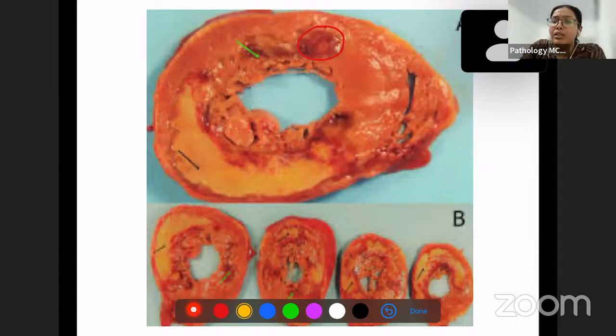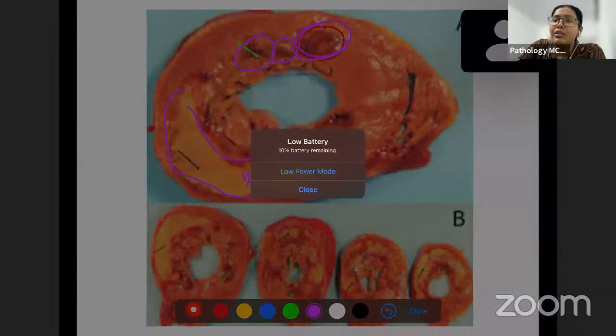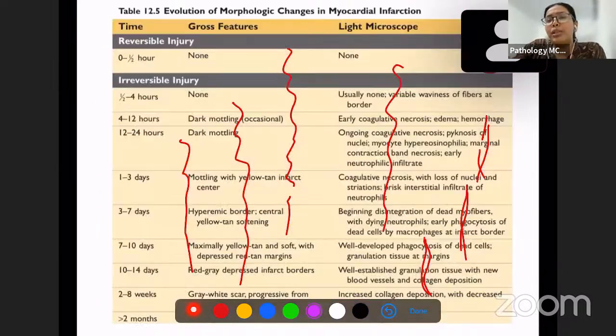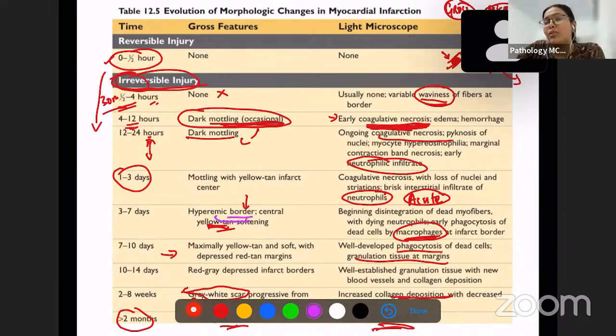Okay, this here is the dark mottling. This is dark and dark mottling, and this is the later stage. You can see this is a yellow tan over here, and around this yellow tan you can see a reddish appearance, a red colored area. This is the hyperemic border with central yellow tan softening.